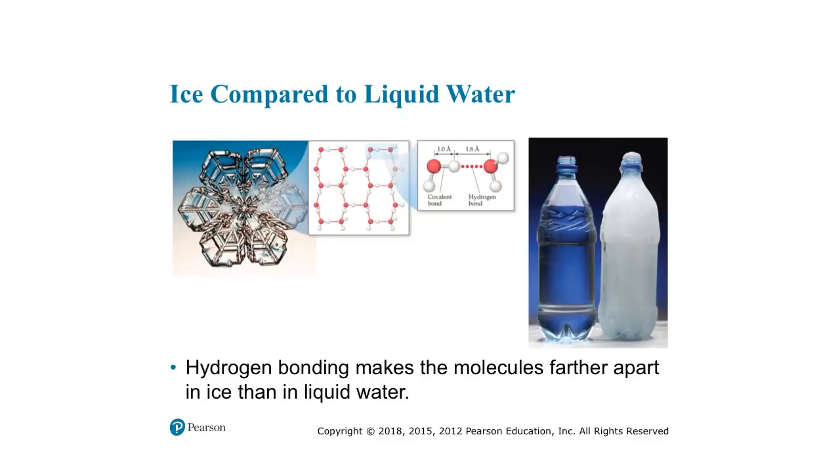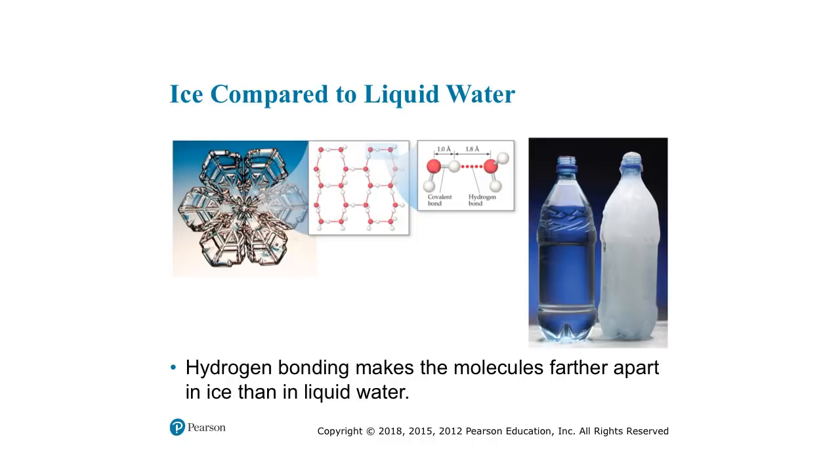So let's compare ice to liquid water. Hydrogen bonding makes the molecules farther apart in ice than in liquid water. When ice forms its crystal, it forms a regular repeating pattern. It actually makes the crystal grow larger in size.